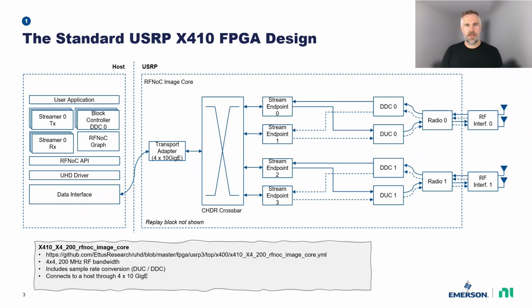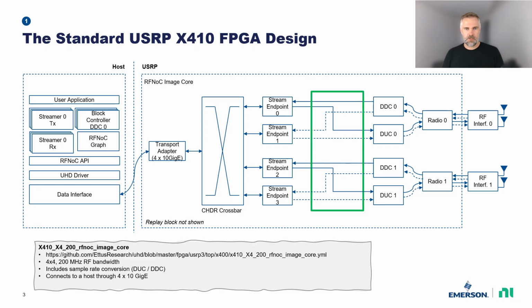Let's start from a standard design for USRP X410 that is provided by Ettus. This FPGA design provides access to 200 MHz of RF bandwidth, and the FPGA image for that design can be obtained from Ettus through the UHD image downloader tool. The design has 2 radio blocks covering 2 radio channels each. Each radio block is connected to a dual channel sample rate up or down conversion block, and those are connected to 4 stream endpoints. The 4 streams are communicated between FPGA and host through 4 10 gigabit Ethernet links.